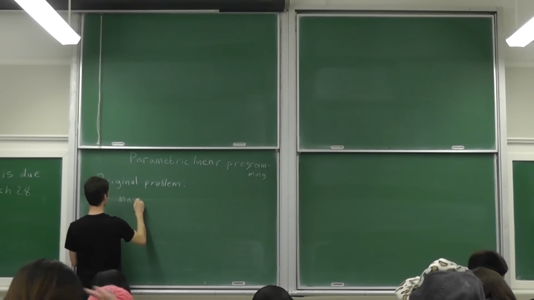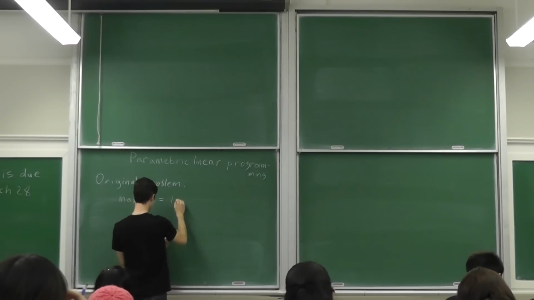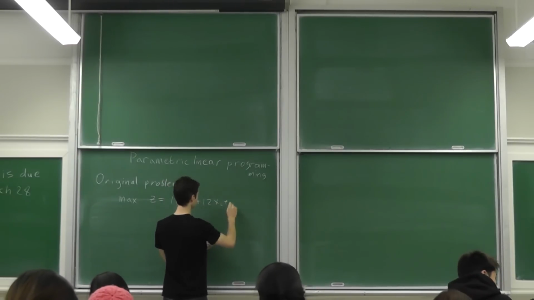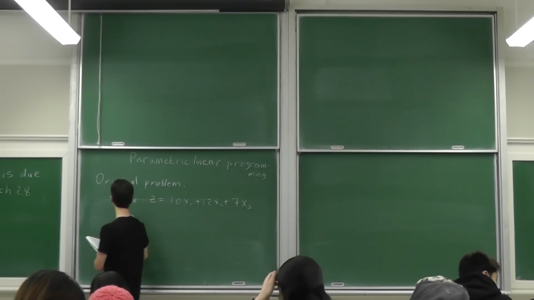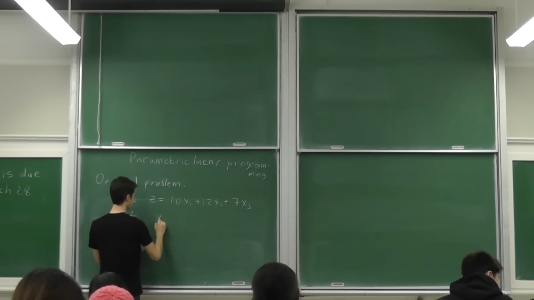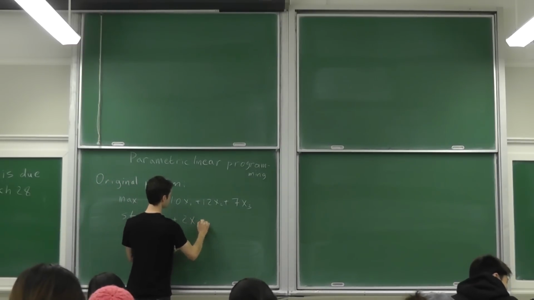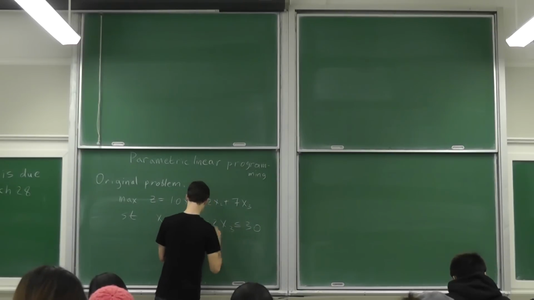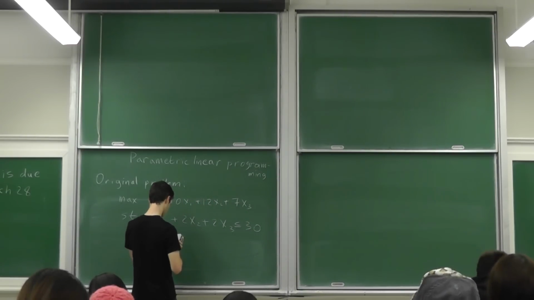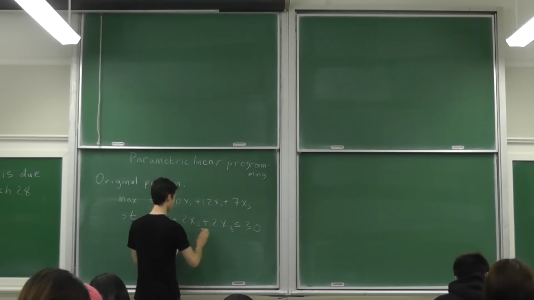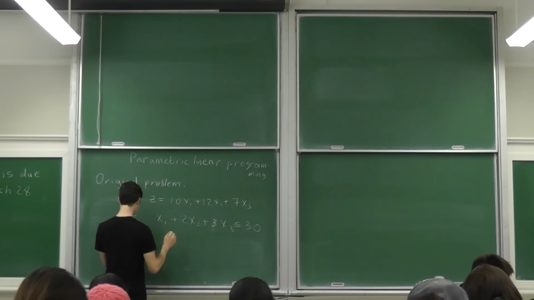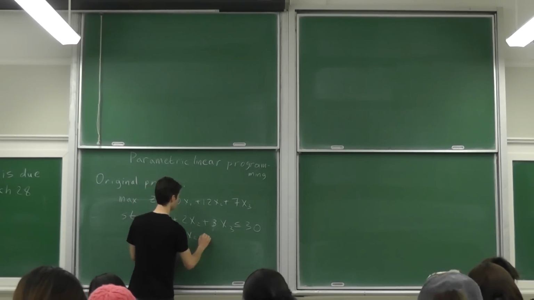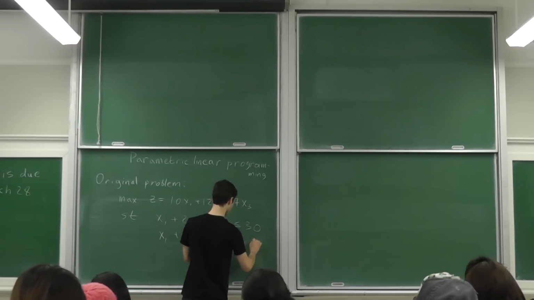is to maximize z, which is 10x1 plus 12x2 plus 7x3, subject to x1 plus 2x2 plus 3x3 is equal to 30, and x1 plus x2 plus x3 is at most 20.